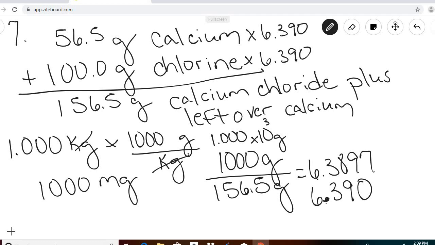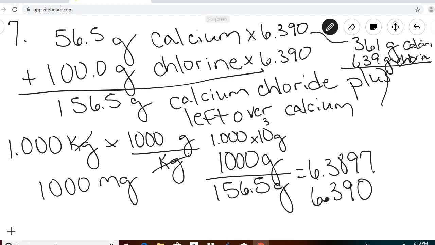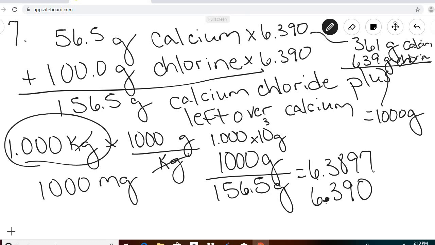So with 3 significant figures, this would be 361 grams of calcium and 639 grams of chlorine. And if you add those together, you're going to get 1,000 grams, which is what we wanted to be able to make. We want to make 1 kilogram, which is 1,000 grams.